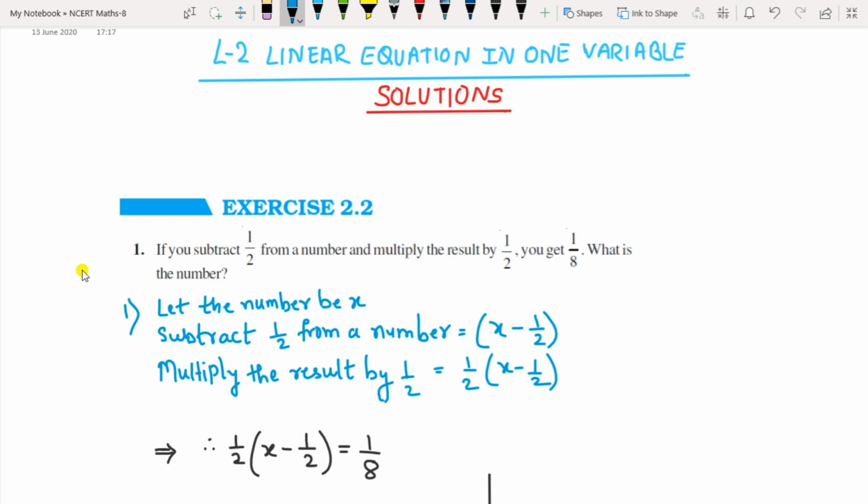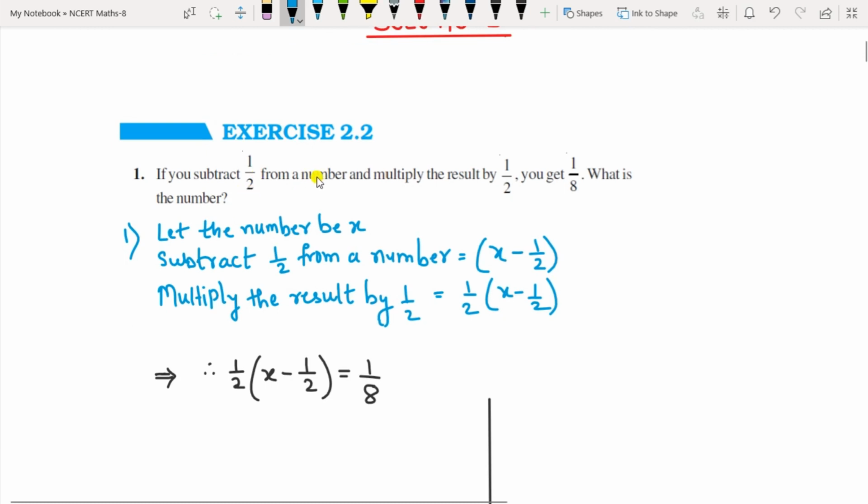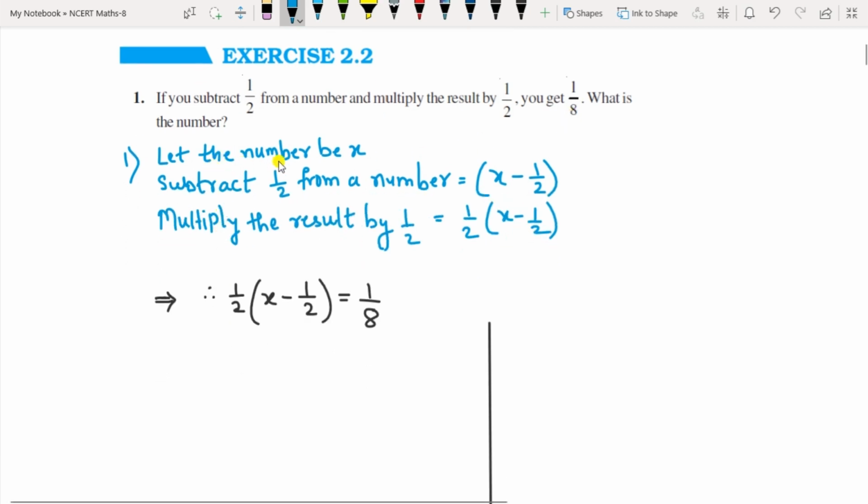Today we are going to solve lesson 2, Linear Equation in One Variable, solutions of exercise 2.2. The first question is: if you subtract 1 by 2 from a number and multiply the result by 1 by 2, you get 1 by 8. What is the number? So you have to assume, let the number be x. Subtract 1 by 2 from this number and multiply the result by 1 by 2, you will get 1 by 8.